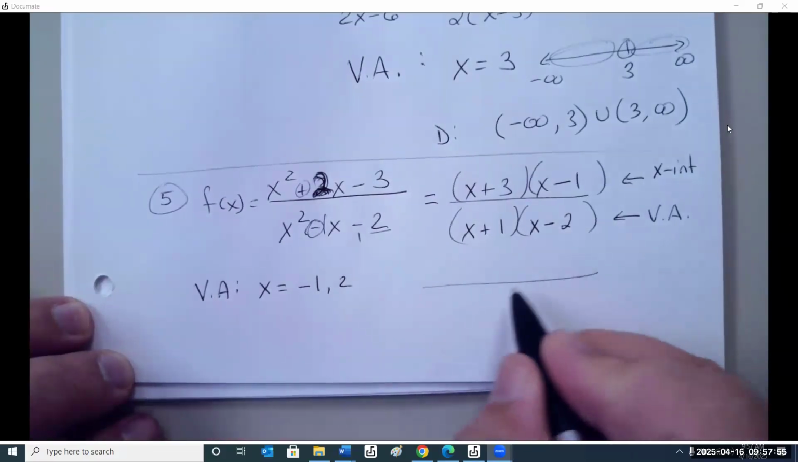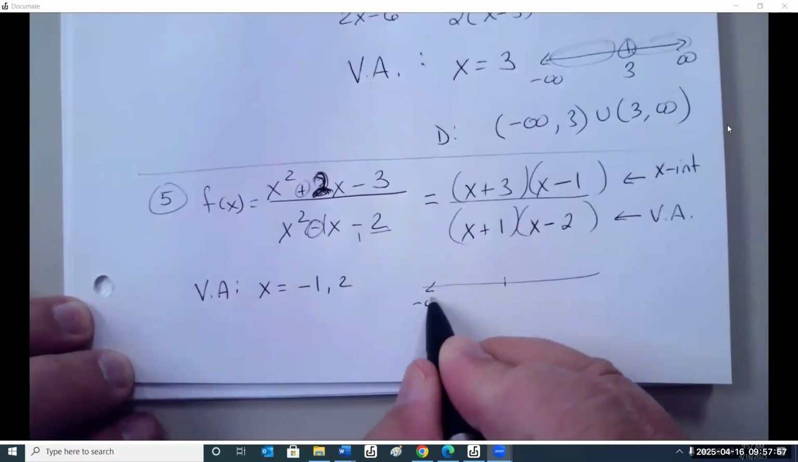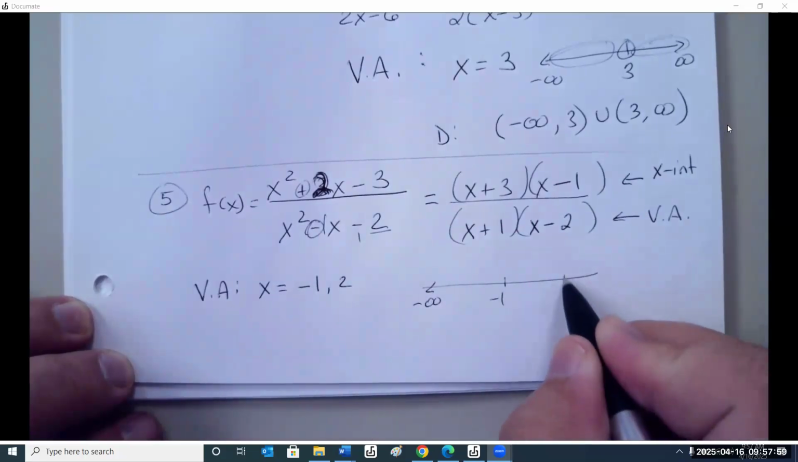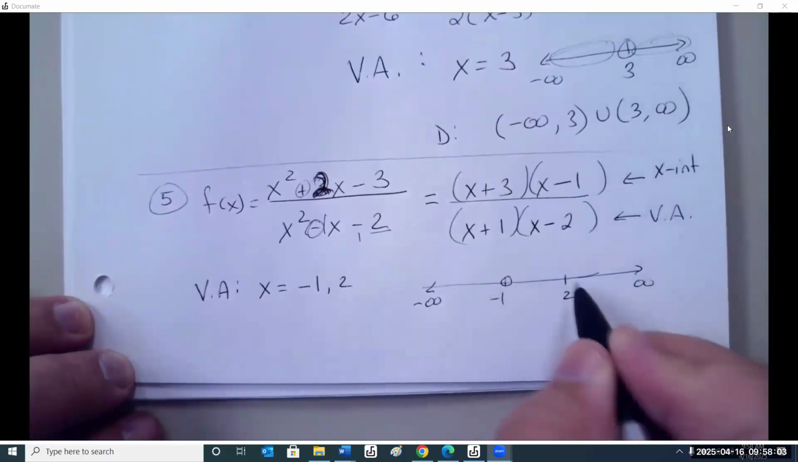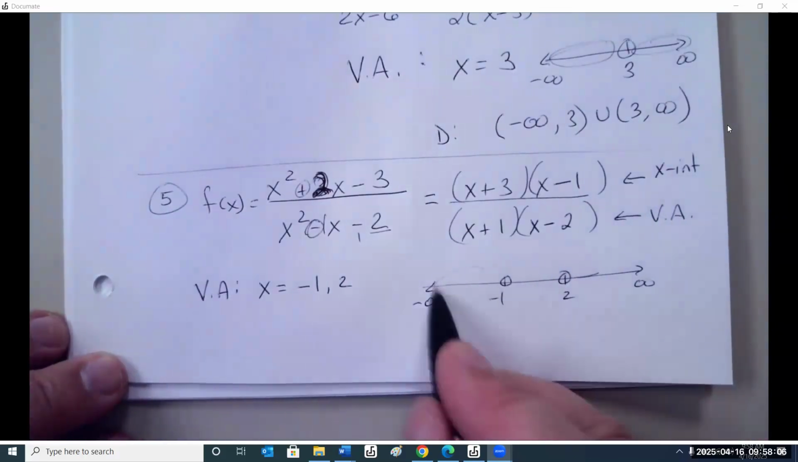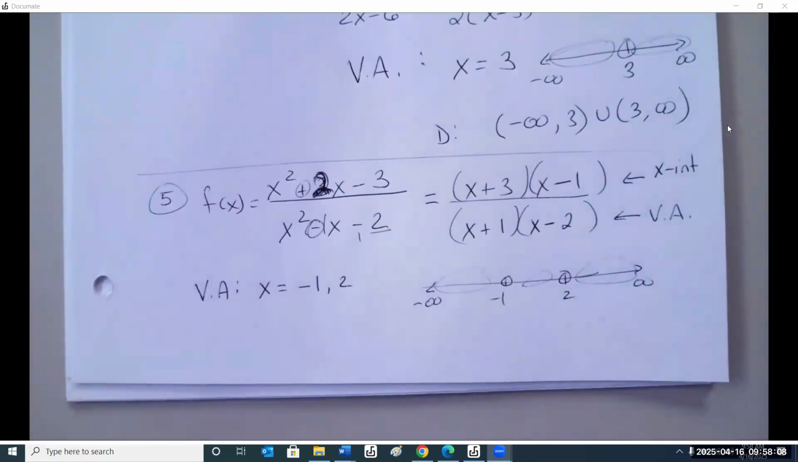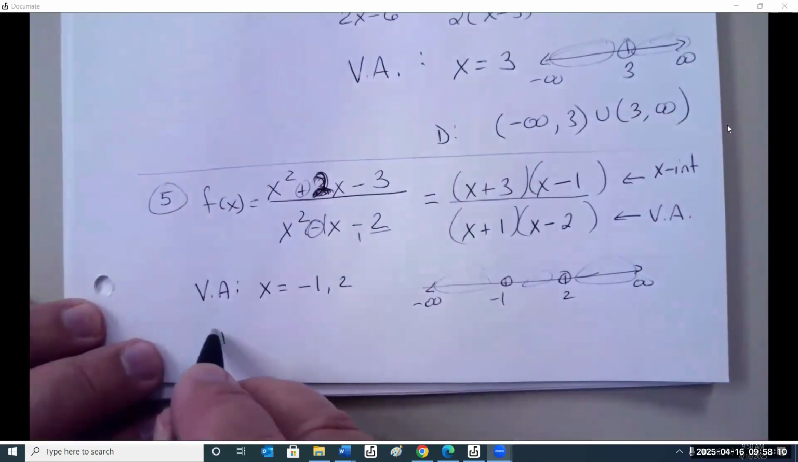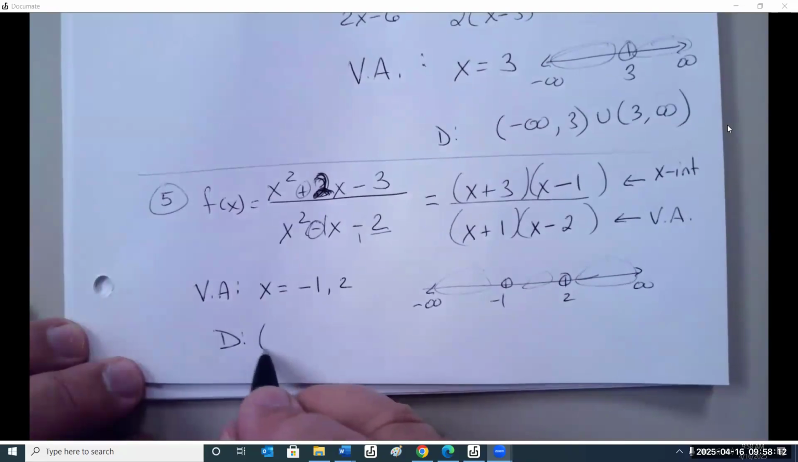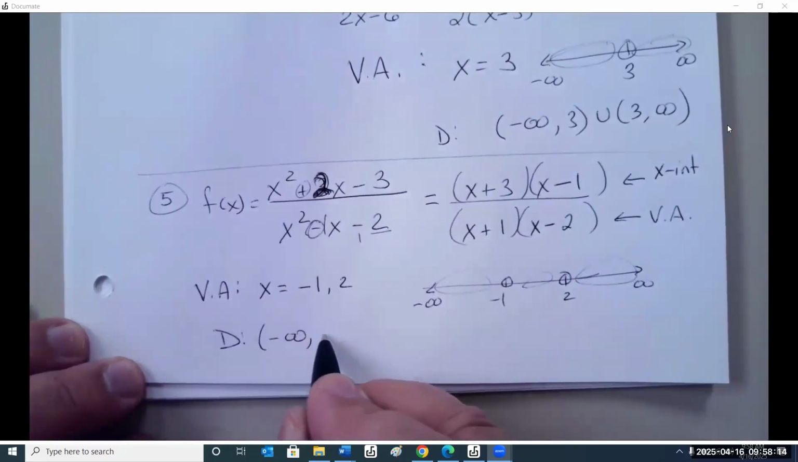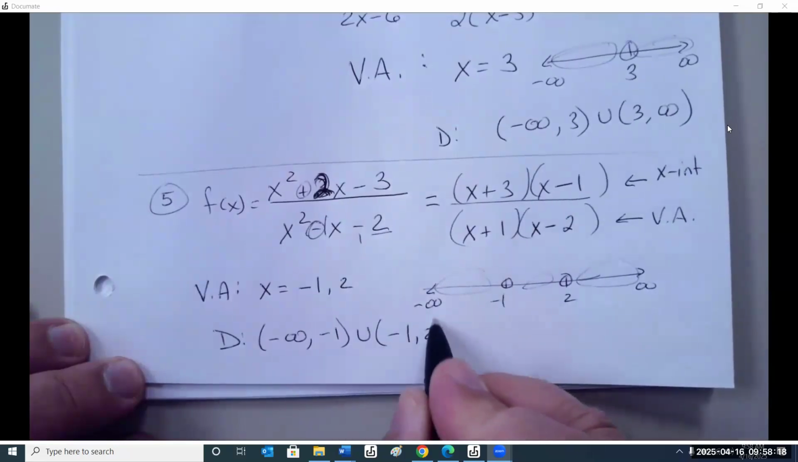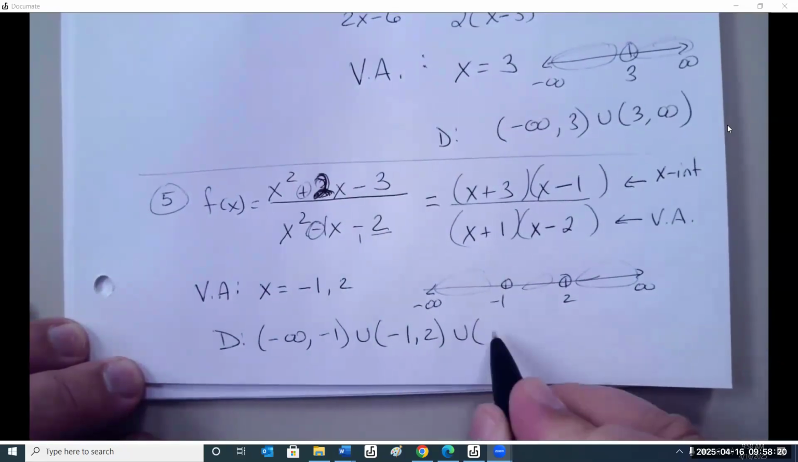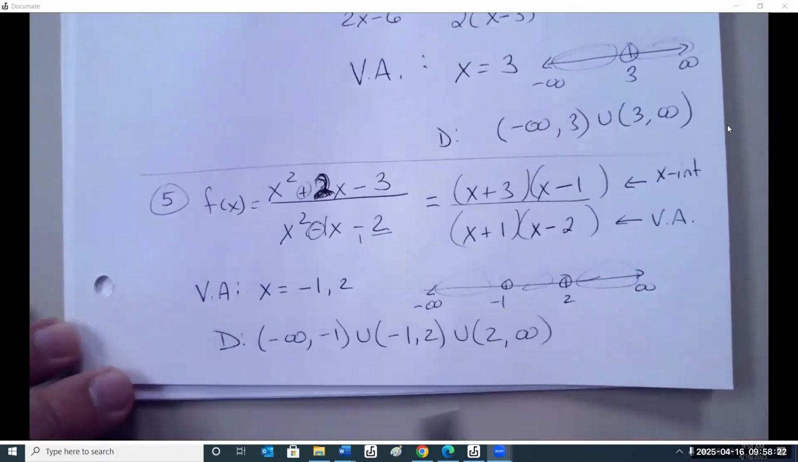So if we look at our graph, we go from negative infinity to negative one and two. So we can't use these two. That's our domain. So our domain is from negative infinity to negative one, union negative one to two, union two to positive infinity.